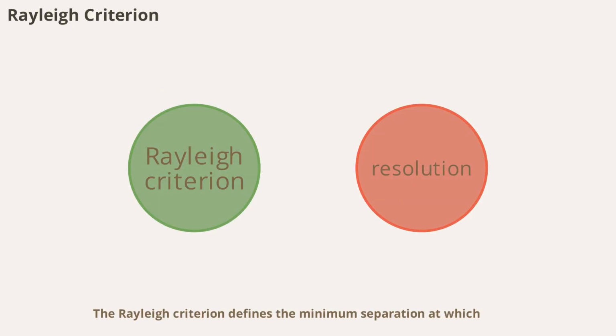The Rayleigh criterion defines the minimum separation at which two point sources can be resolved by an optical instrument. According to this criterion, two sources are just resolved when the central maximum of one diffraction pattern coincides with the first minimum of the other. This sets a fundamental limit on the resolving power of optical devices.